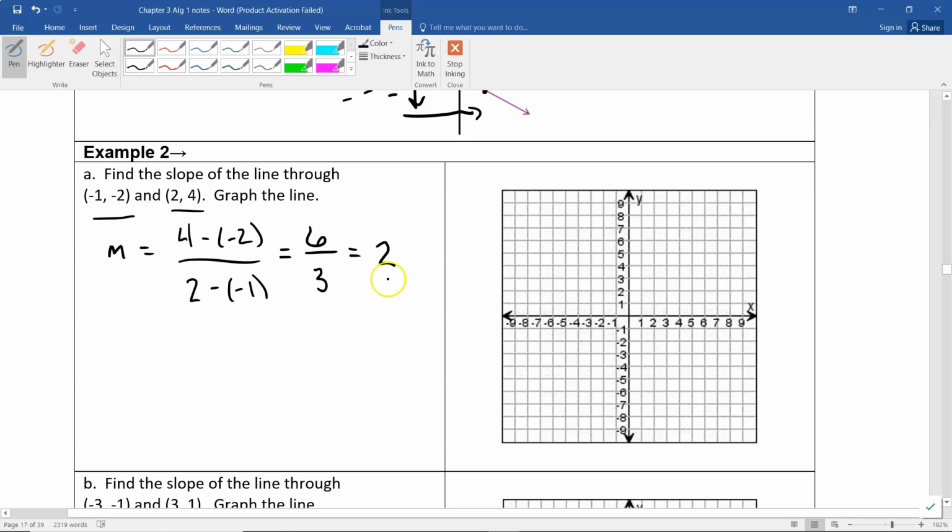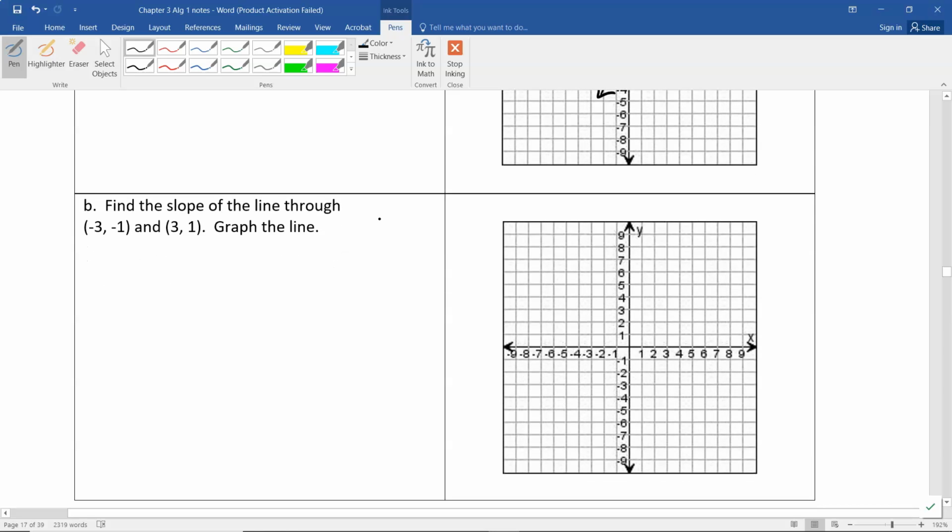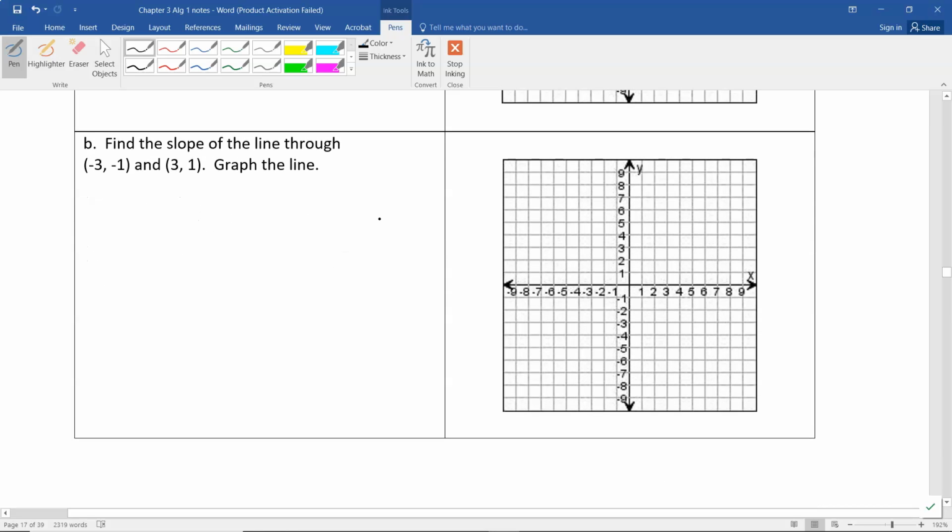So we have a slope of 2, and that tells us it's going to be a positive graph. So our line should be going in this motion. Let's check that. We'll do negative 1, negative 2, and then we'll do 2, positive 4. So right here. And then graphing this line as straight as I can. There we go. That is our line with the slope of 2. So go ahead and do B on your own and pause the video. I'll get back to you.